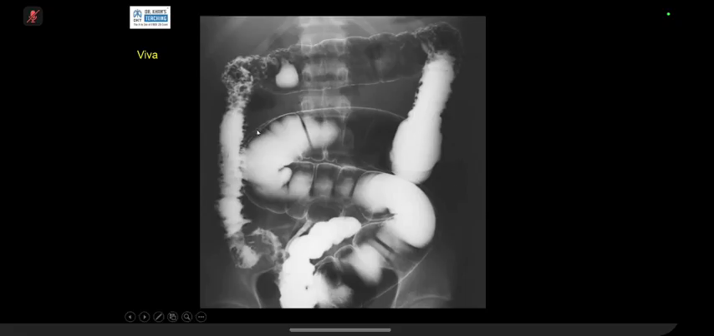Now, does it make sense? Rose thorn. Do you see this? For example, this one. It's so deep. It is going. And in UC, you will never see that, right? So skip lesions plus rose thorn ulcers. And then what about the ileum? Even the terminal ileum is involved. So this is classical exam film for Crohn's disease.